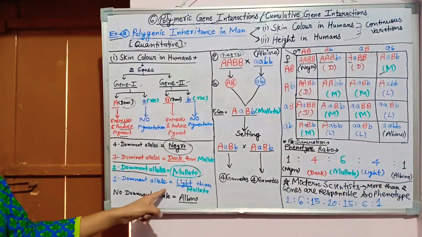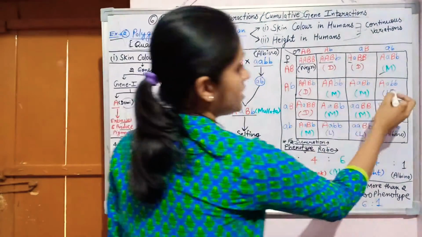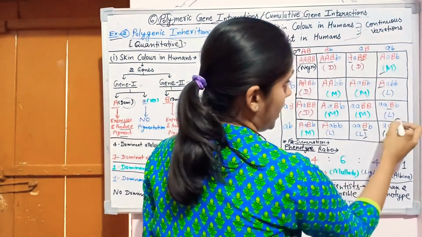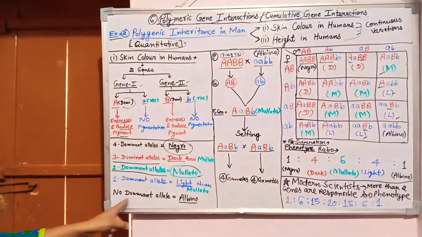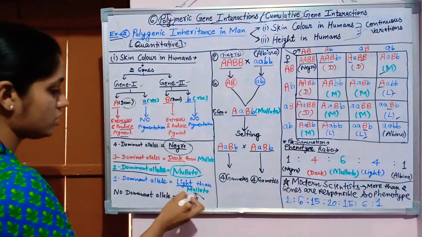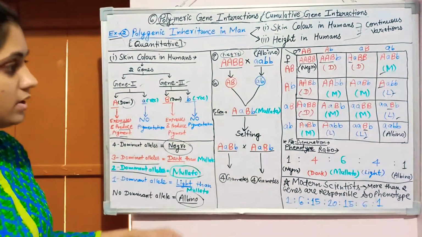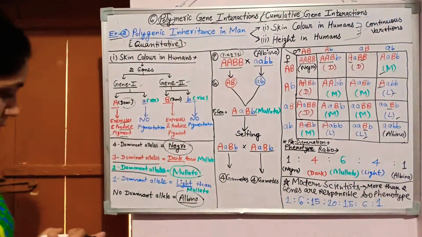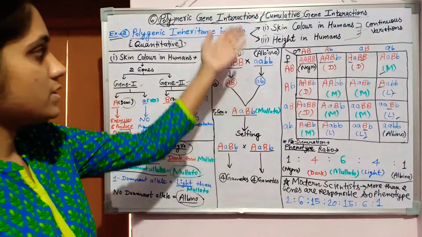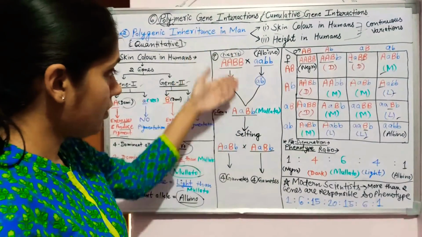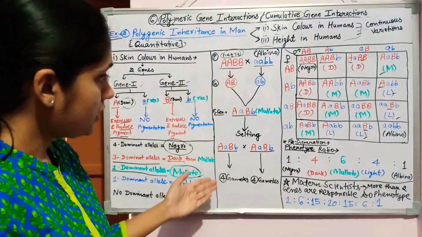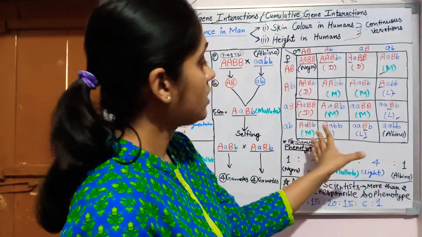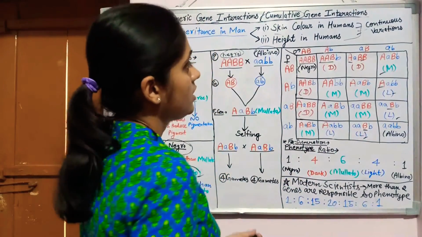Only 1 dominant allele, then the color is lighter than mulatto. You can see here only 1 dominant allele, here also and here also. So light color is produced. And with no dominant allele, the albino color is produced, only here. When no dominant allele is present, then albino color is produced. Okay, so we can do this cross, and after this you can see in the F2 generation, in the checkerboard or the Punnett square, this is it.